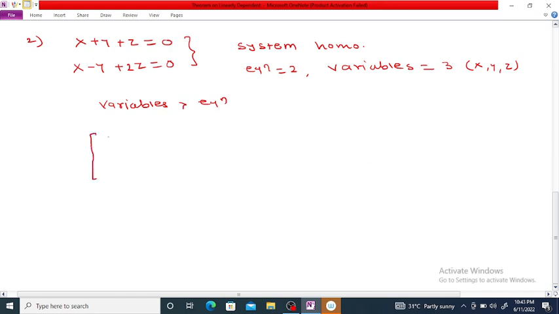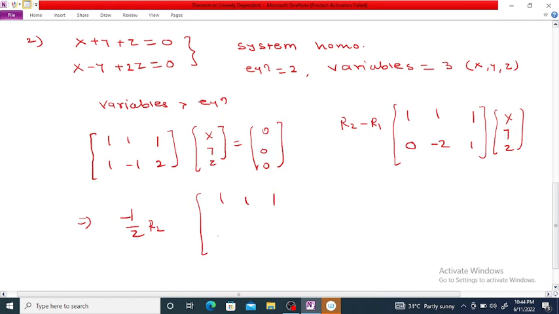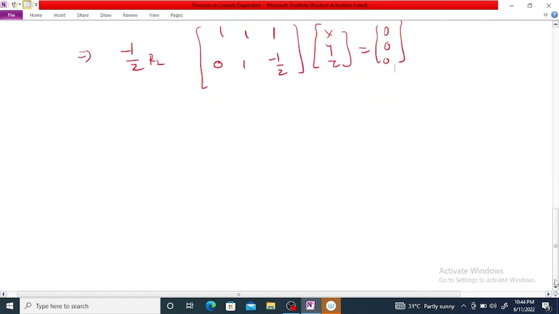For that, we write this system in matrix form: [1 1 1; 1 minus 1 2] times [x, y, z]. Reducing to row echelon form, R2 minus R1 gives [1 1 1; 0 minus 2 1]. Multiplying R2 by minus 1 by 2 gives [1 1 1; 0 1 minus 1 by 2] times [x, y, z] equal to 0, 0, 0. Now this is the row echelon form.